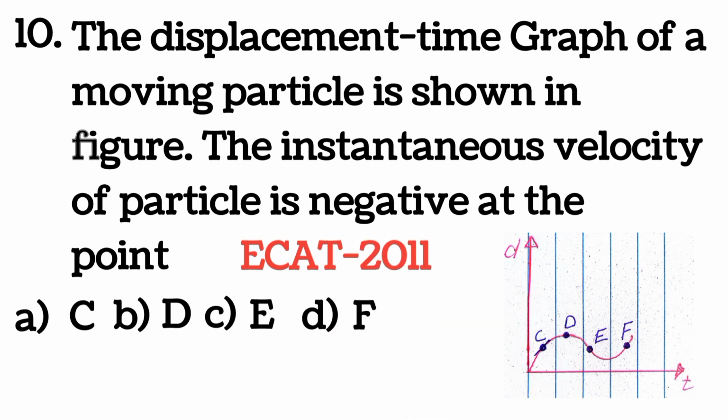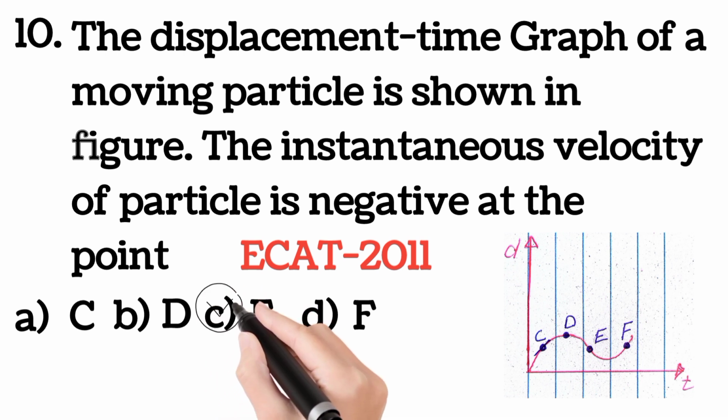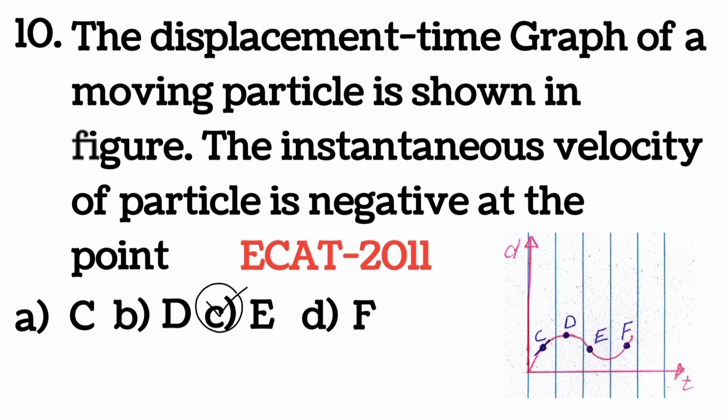If we observe the graph and draw tangents at these points C, D, E, and F, then we check the slope of these tangents. C, D, and F are the points where the slope of the graph is positive, and at the E point the slope of the graph is negative. So the C option is correct. These are some MCQs of graphs and equations of motion asked in different competitive exams.